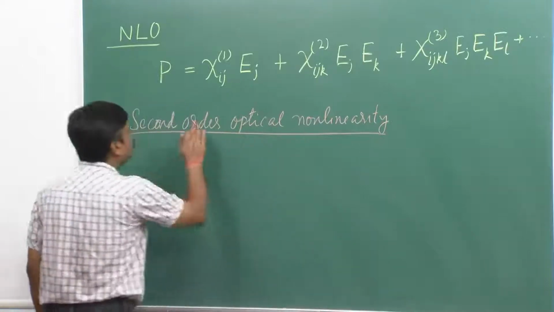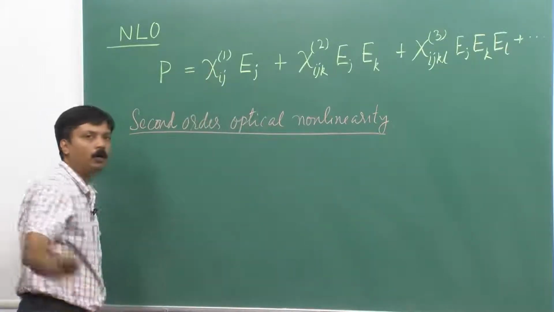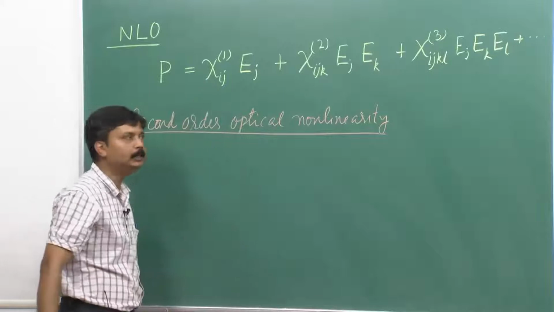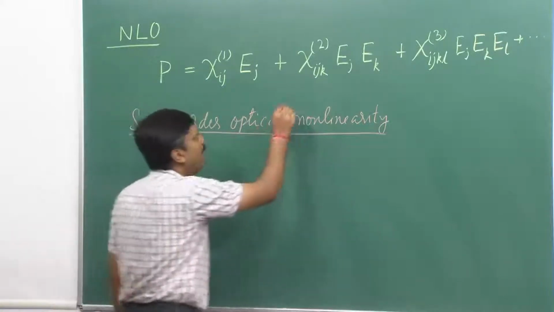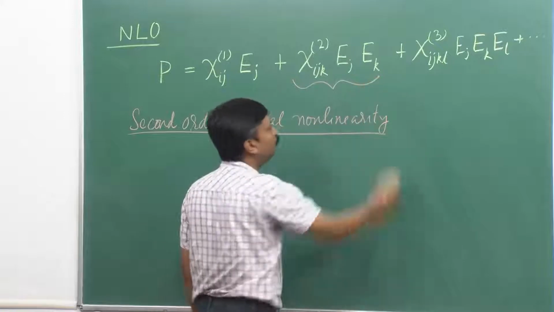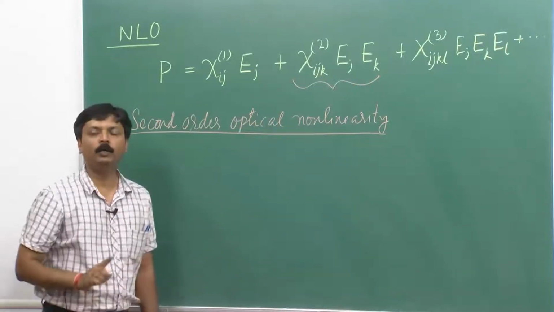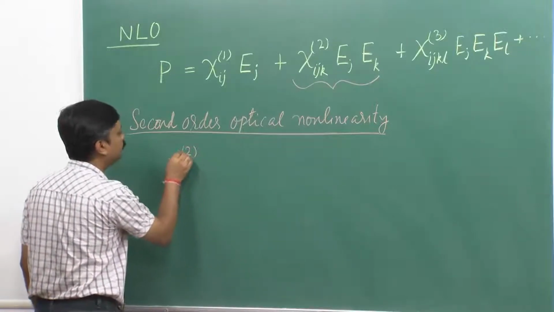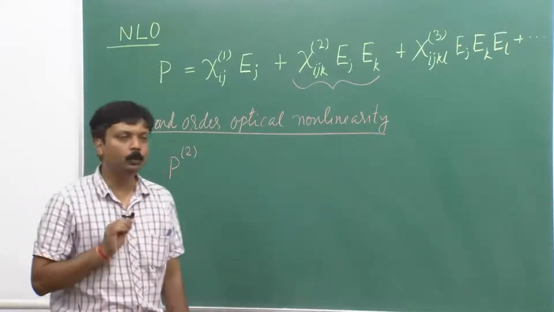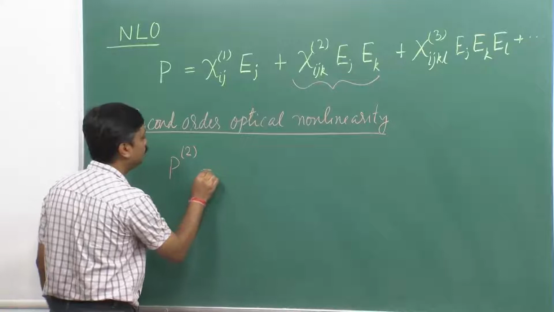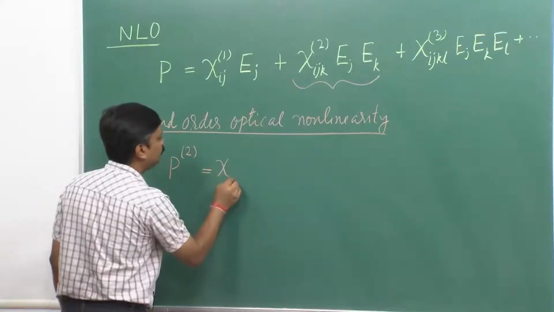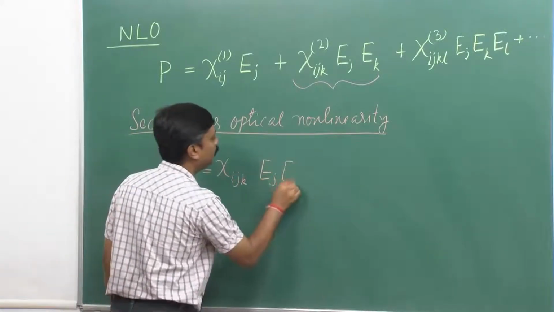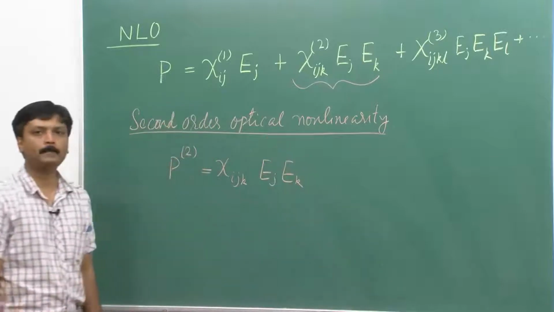Now from this expression you can find out about the order of different nonlinear processes. The first term, of course, is the linear process, that is the first order process, and this is the term which corresponds to the second order nonlinear optical process. If I write separately and index this polarization by the term 2, which will signify a second order nonlinear process, then I can just isolate this.